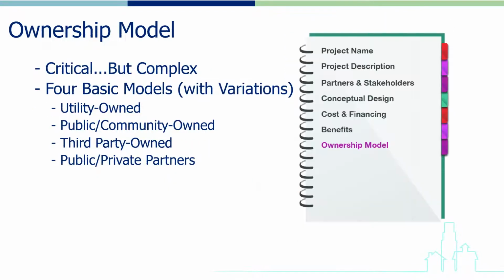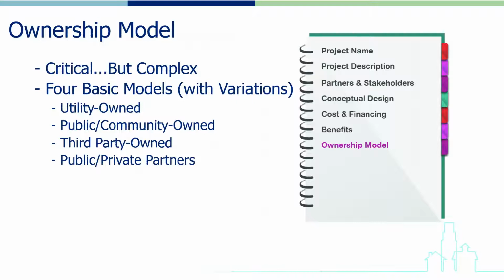While it may be very preliminary, a general discussion concerning who will potentially own, manage, and control the microgrid and the power it generates is an important component of a complete microgrid development plan and will be a very significant input to a full audit-grade technical feasibility study. The four most common ownership models currently being used for microgrids are utility-owned, public or community-owned, third-party-owned, or some form of public-private partnership.